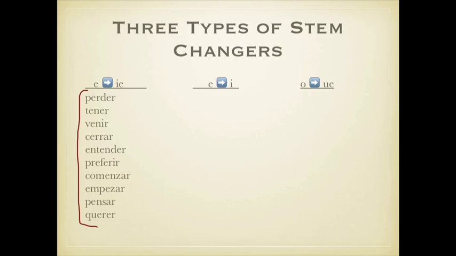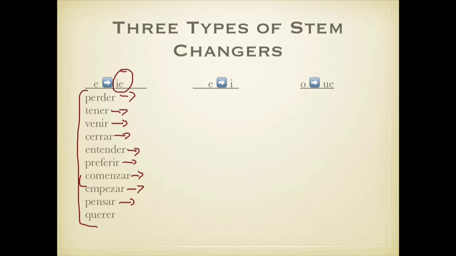Okay, so for the E to IE, here's our list. We have perder, which means to lose, tener, which means to have, venir, which means to come, cerrar means to close, entender means to understand, preferir means to prefer, comenzar means to start or to begin, and empezar means to start or to begin. Now these two, just a little side note, both of those are exactly the same. You can use them interchangeably. Just like we use start or begin to substitute each other, we can do the same thing with comenzar and empezar.